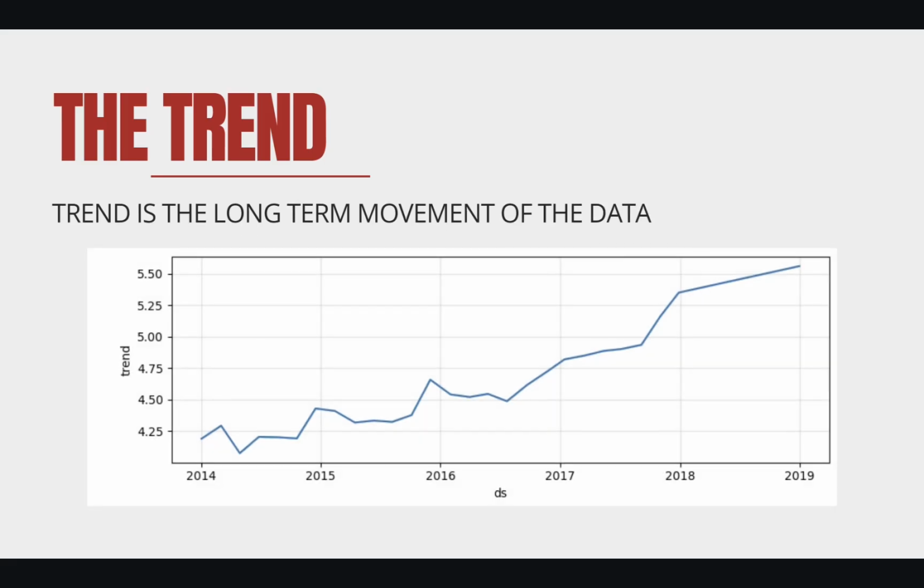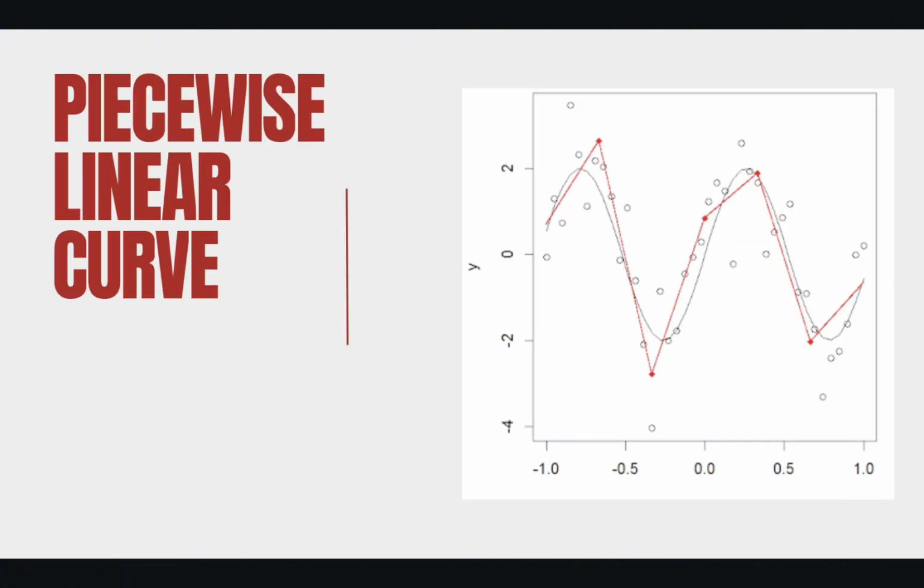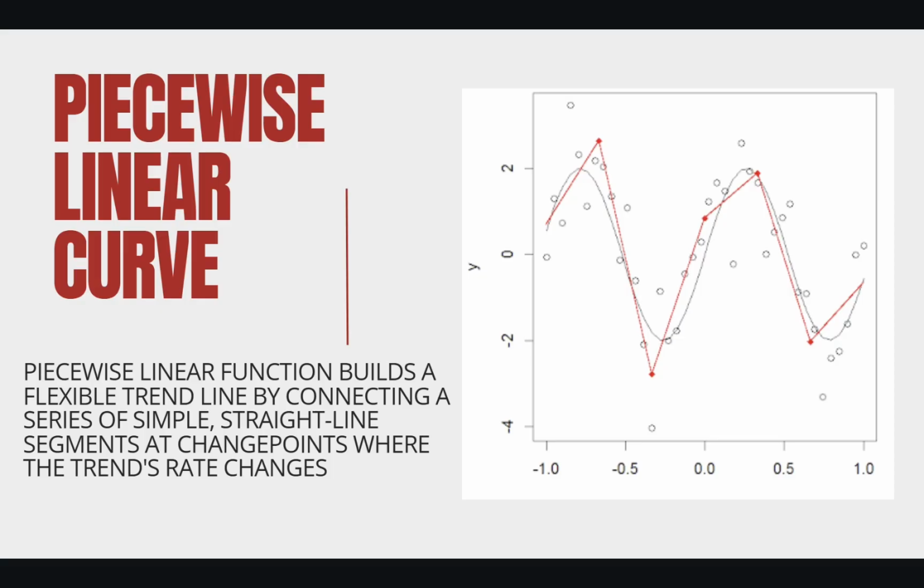The trend shows the long-term direction of the data, whether it's rising, falling, or staying flat. Prophet models this trend using two main approaches: piecewise linear and logistic growth curves. A piecewise linear trend fits the data with several straight line segments. These lines can change slope at specific points called change points, allowing Prophet to capture sudden shifts, like a company suddenly speeding up or slowing down in growth. Prophet automatically detects these change points from the data.